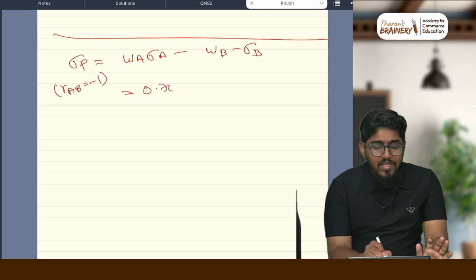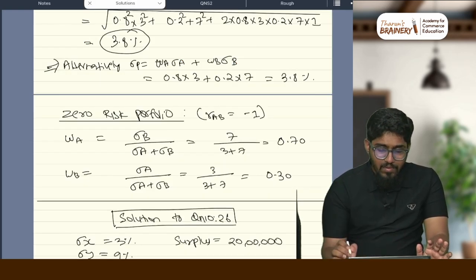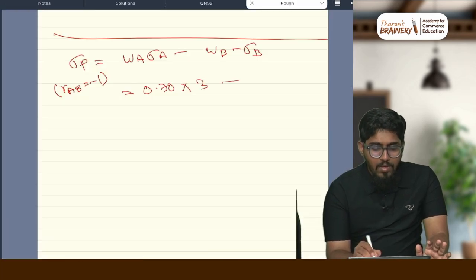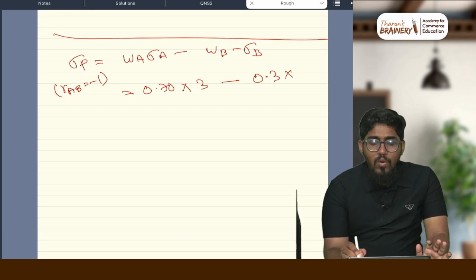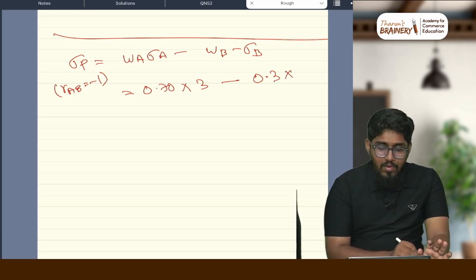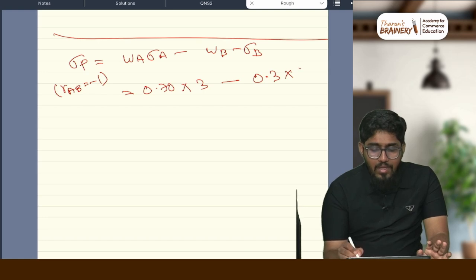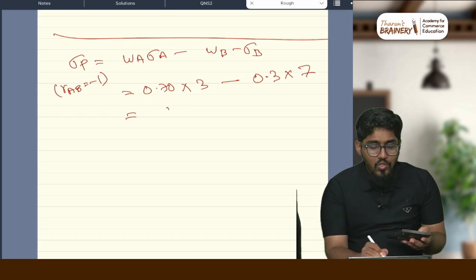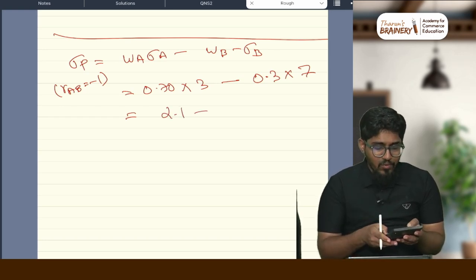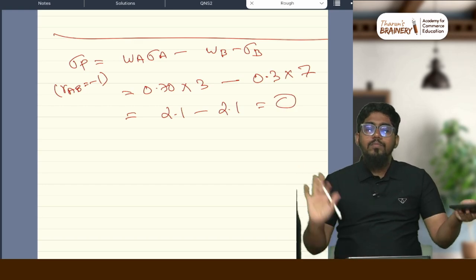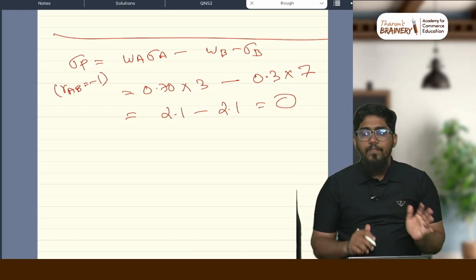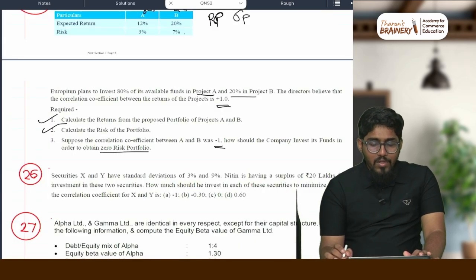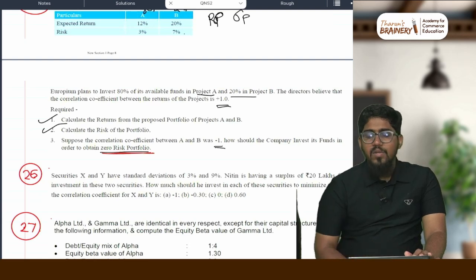What is weight of A? 70% into what is standard deviation of A? Standard deviation of A is 3. 3 minus 0.3 into what is standard deviation of B? 7. Correct? A is 3 and B is 7. What is 0.7 into 3? 2.1 minus what is 0.3 into 7? 2.1 is equal to 0. Clarity, super. So this is the answer. This is the zero risk portfolio. A very important point you have learned, zero risk portfolio.